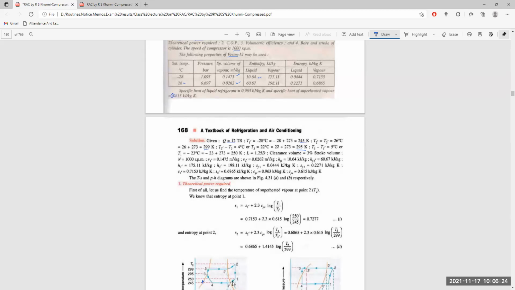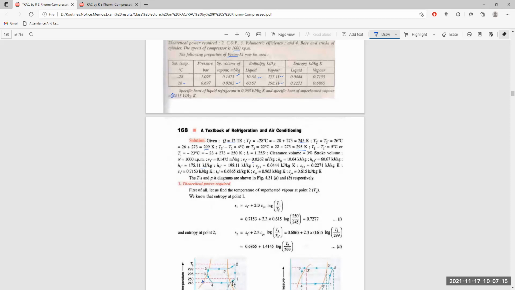Now H1 dash is the enthalpy at vapor stage at the point 1 dash, at low temperature, which is given as 175.11 itself, and H2 dash is the enthalpy at the point 2 dash, means the enthalpy of the refrigerant vapor at high temperature, which is given as 190.11.